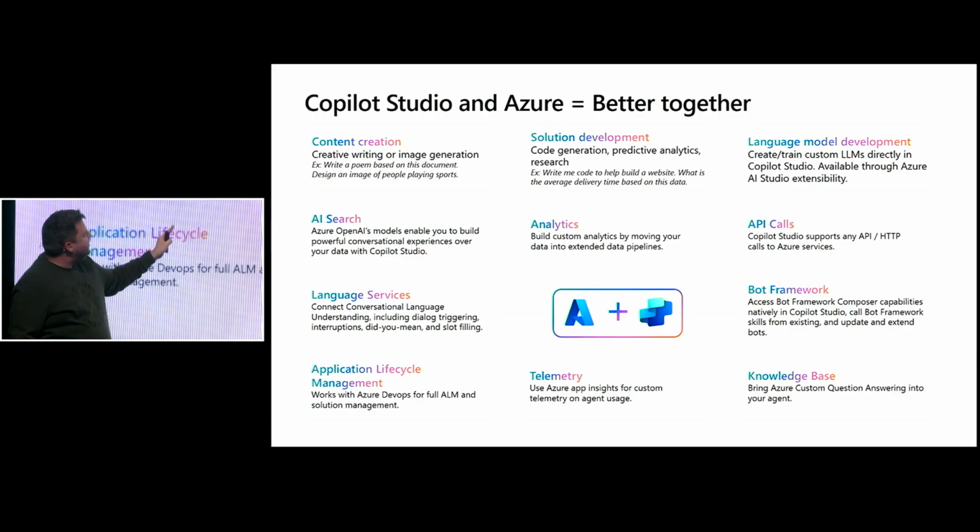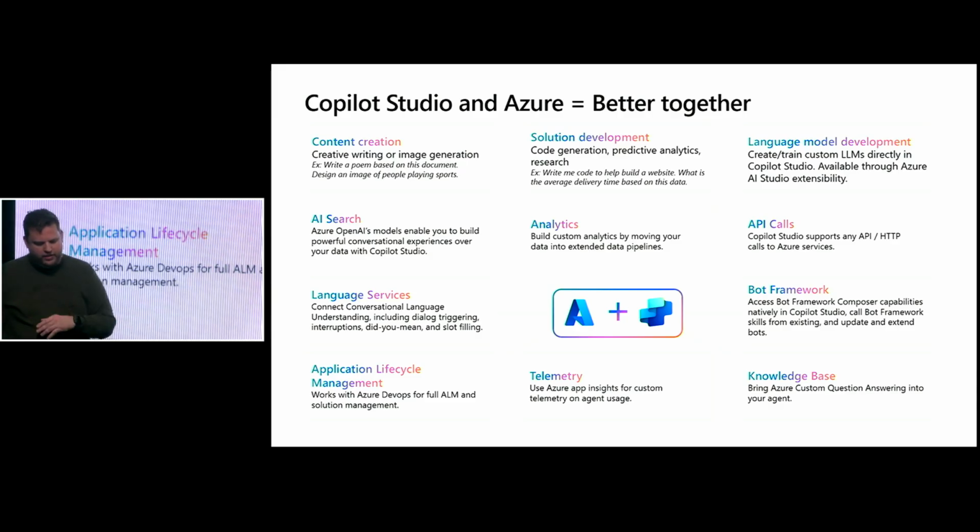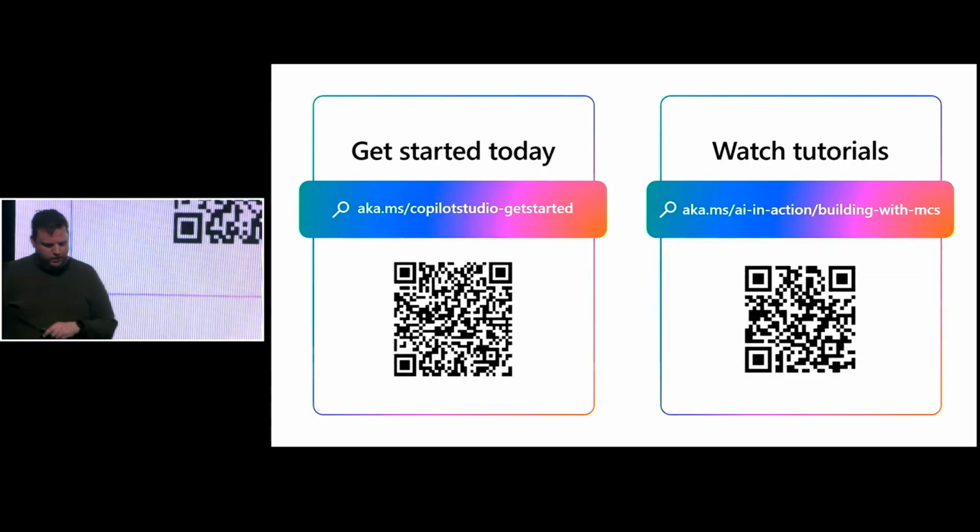This is more of a reference slide. There are tons of options that you can use to extend with Azure. So if you are in Copilot Studio and you want to use Azure AI Search, you can do that. Or if you want to have more telemetry with Azure App Insights, you can do that as well. There are tons of options available.